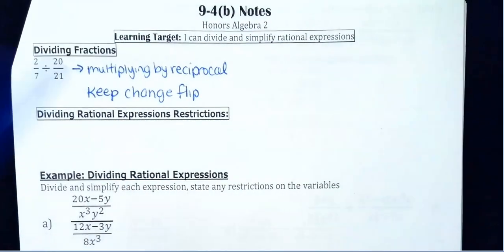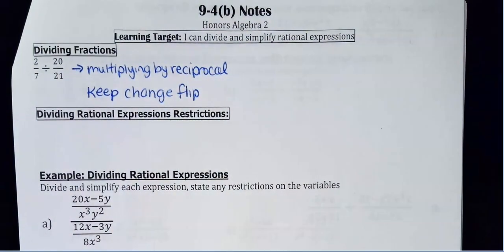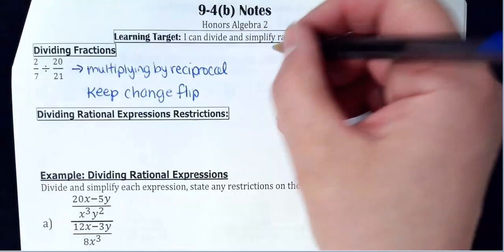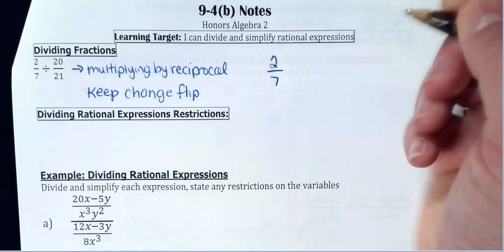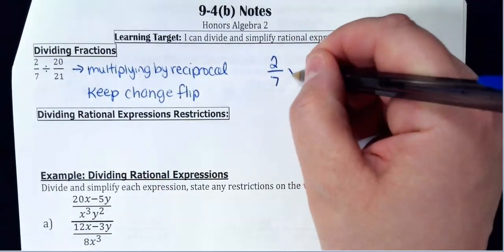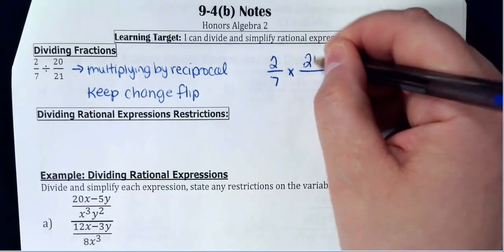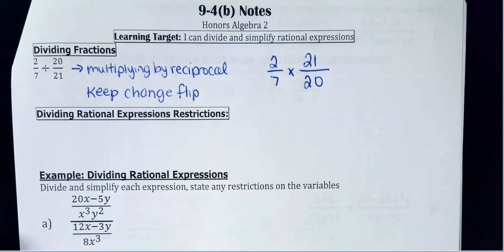So for this problem, I just have a little example with numbers. I have 2/7 divided by 20/21. Okay, so literally all you do, you keep the original fraction, which is the 2/7. You change the division to multiplication, and then you flip the second fraction over. That gives you the reciprocal. So dividing by a fraction is the same as multiplying by the lovely reciprocal.